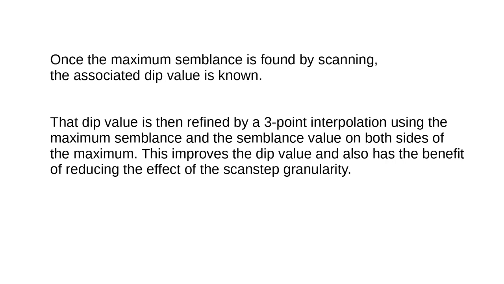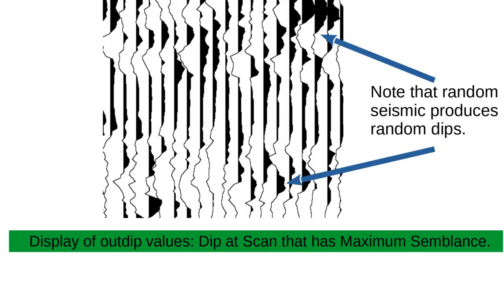However, the dip value actually undergoes a 3-point interpolation using the semblance values of the neighboring scans. This improves the dip value and also reduces the effects of the scan step granularity. Trace display of the maximum semblance value at each sample. Trace display of the dip values at each sample. Note that random seismic values produce random dip values.